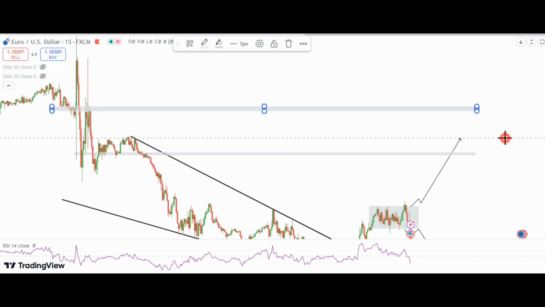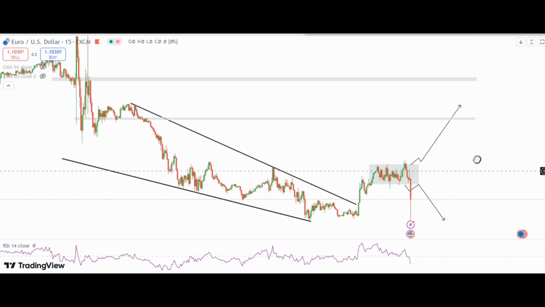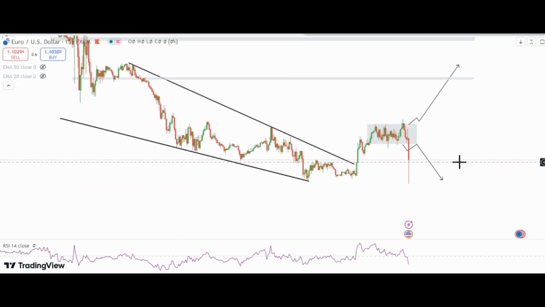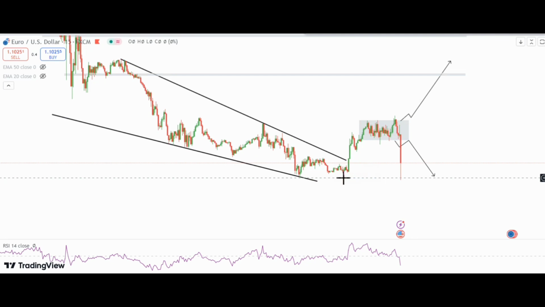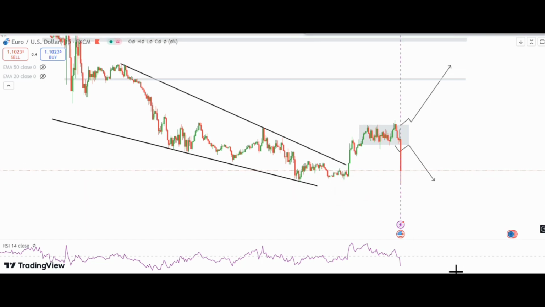So what exactly are psychological levels? These are round numbers like 1.1000 or 1.1050 that attract a lot of attention from traders. These levels are often where the market hesitates, making them ideal for trade setups. When psychological levels align with other key support or resistance zones, they become even more significant. This confluence is where we find the highest probability trades.